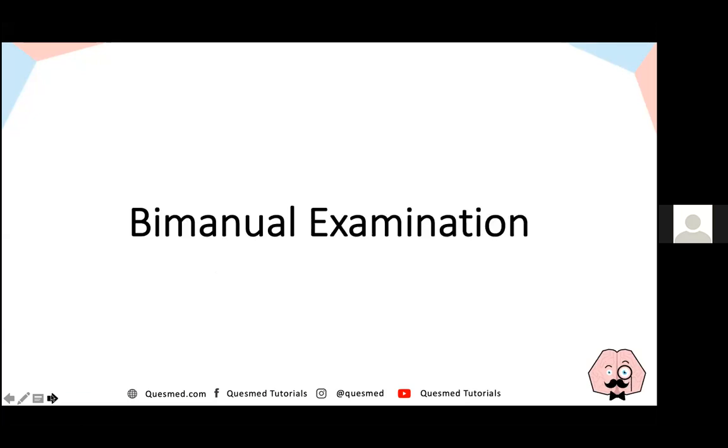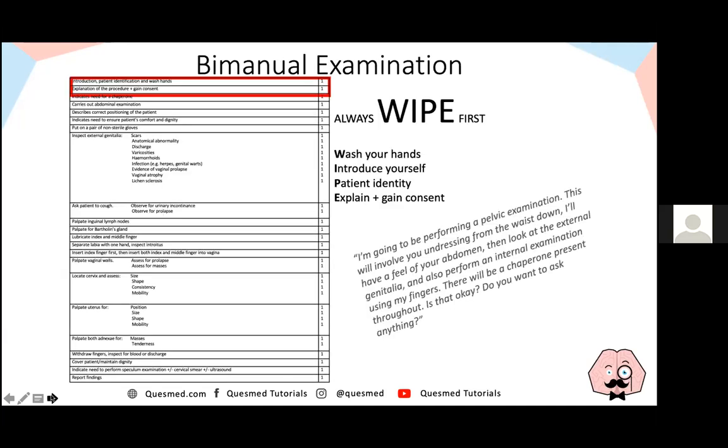So moving on, we're going to move on now to the bimanual examination. Apologies if this is going fast. I did say I was going to rattle through this very quickly. So remember, we always wipe first. We wash our hands, introduce ourselves, identify the patient and explain.